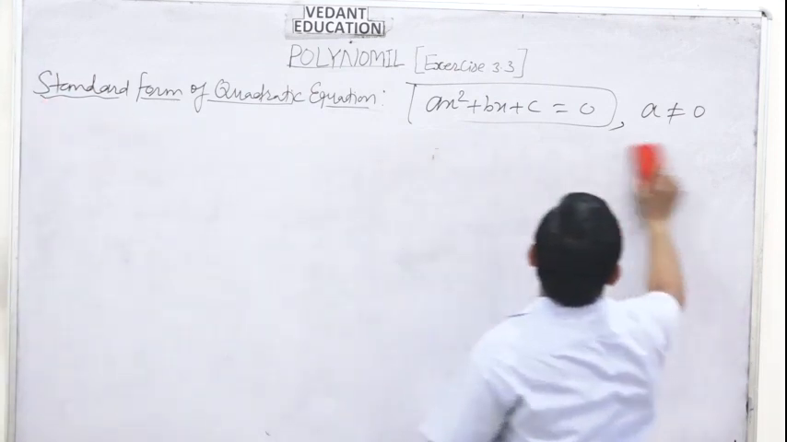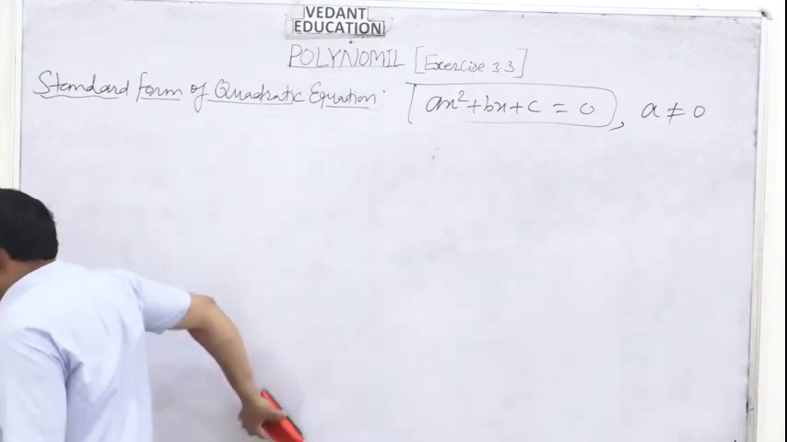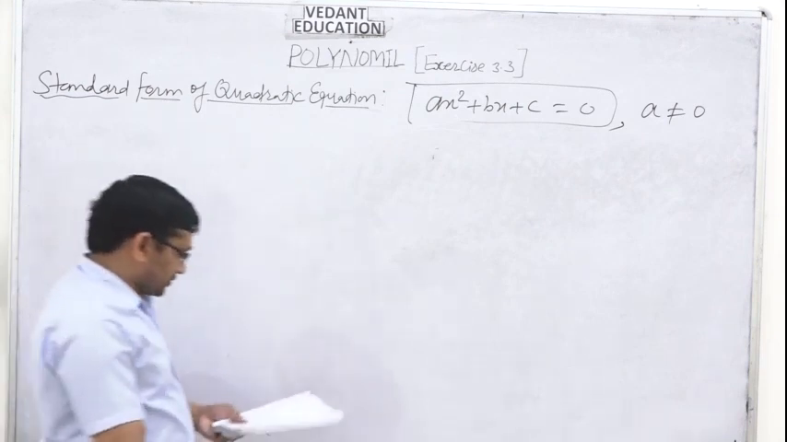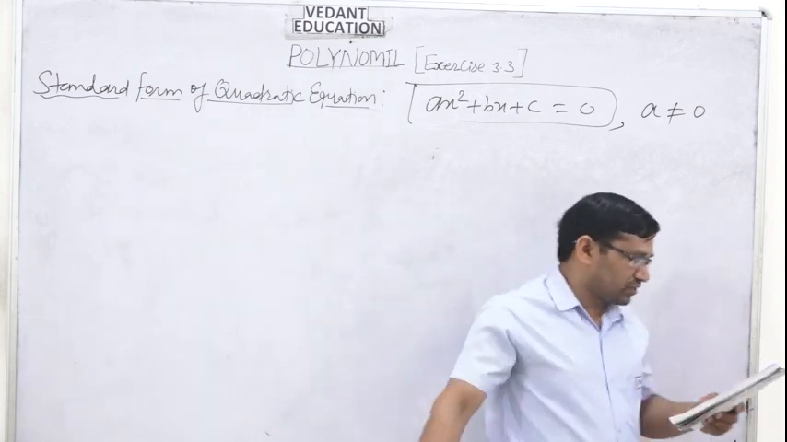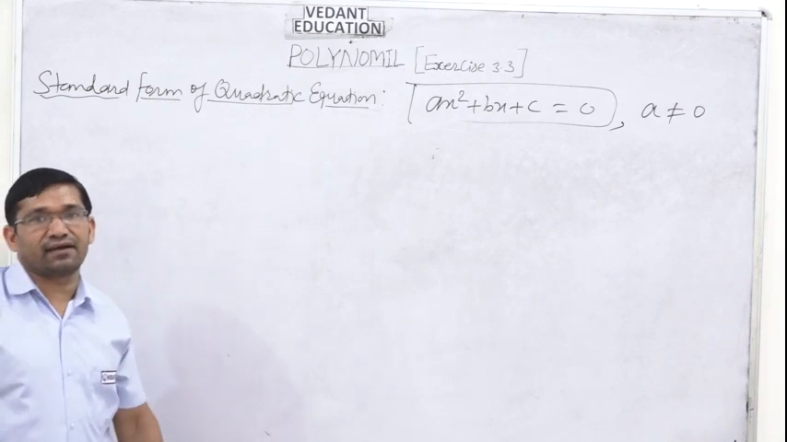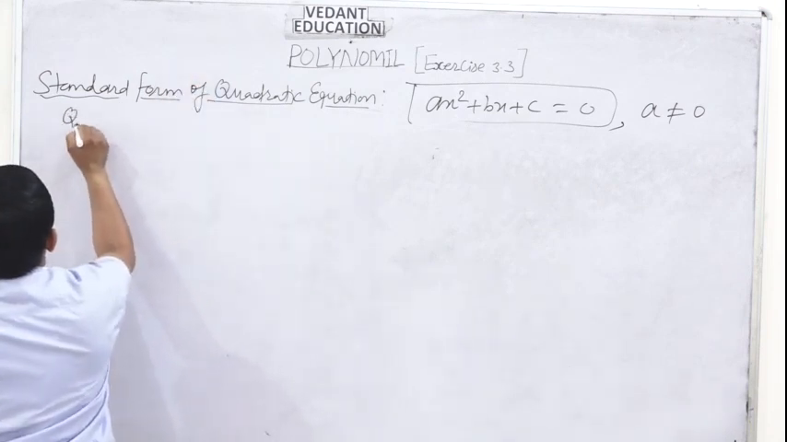Now we start exercise 3.3. Exercise 3.3, first question: check whether the following equations are quadratic. कुछ equations given हो तो अपने को check करना है कि quadratic है या नहीं है. So question number first.